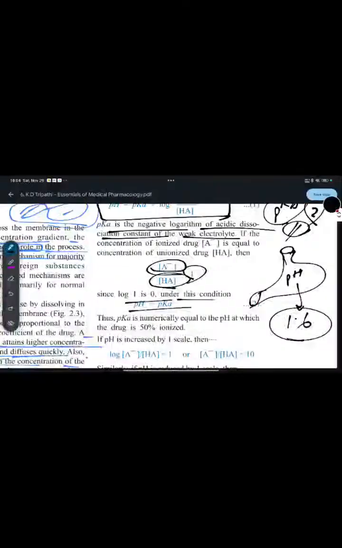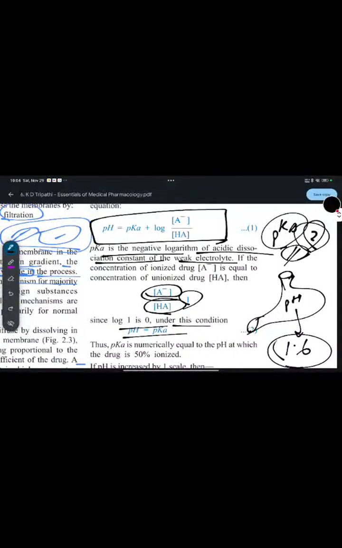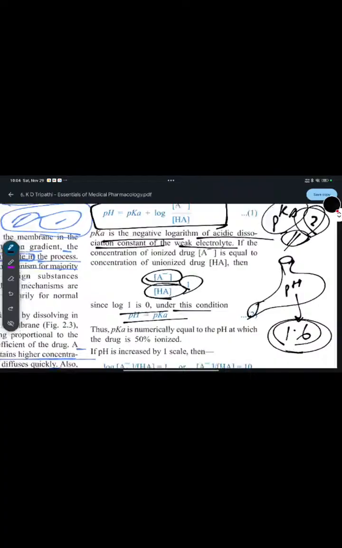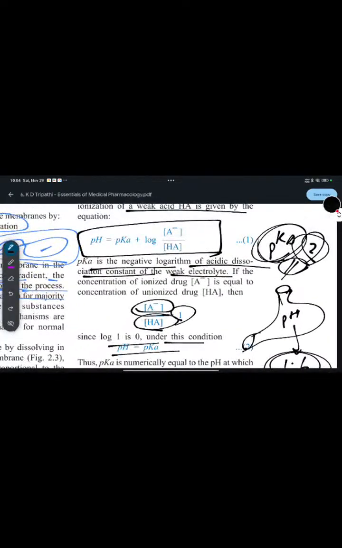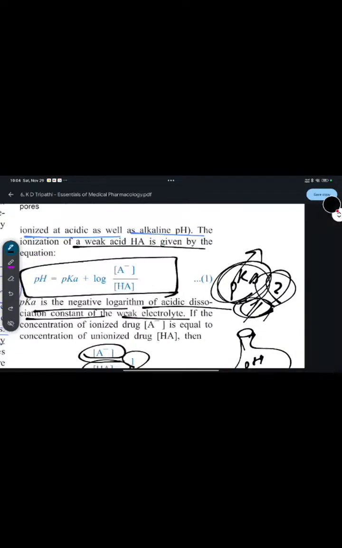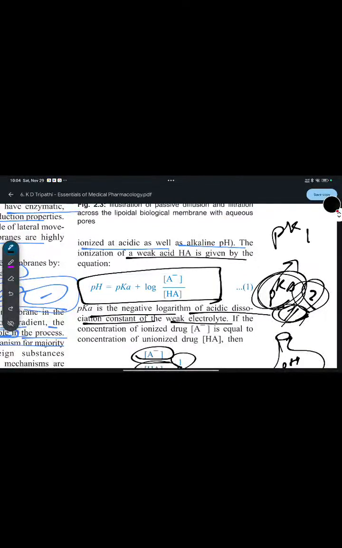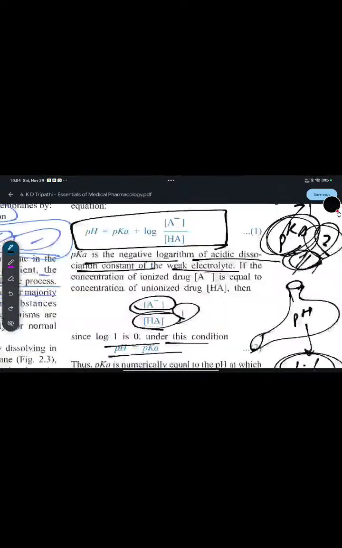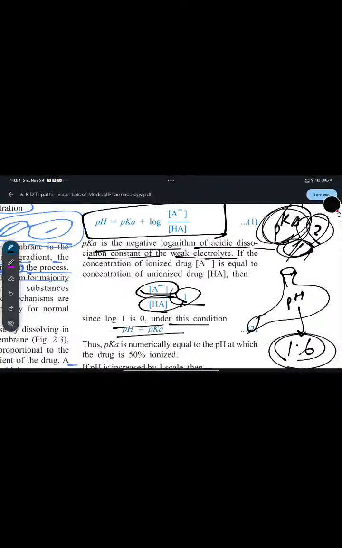When the pKa and pH are equal, this is the pH of the drug, but after ionization it will convert into pKb. What is that pKb? It is related to the concentration of the ionized drug after ionization. So in that case, if you have a weakly acidic or weakly basic drug, that ratio will be 1.